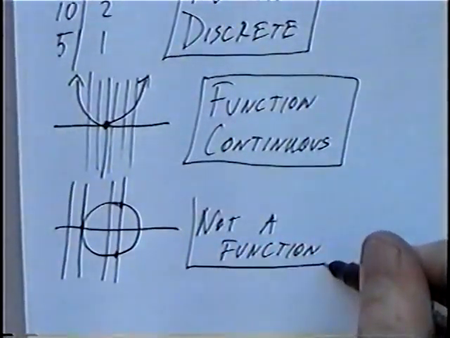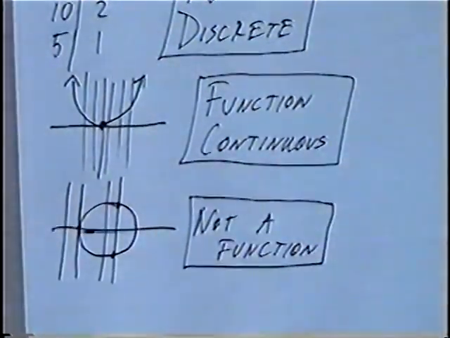And again, if a graph or t-table is not a function, it is neither continuous nor discrete.